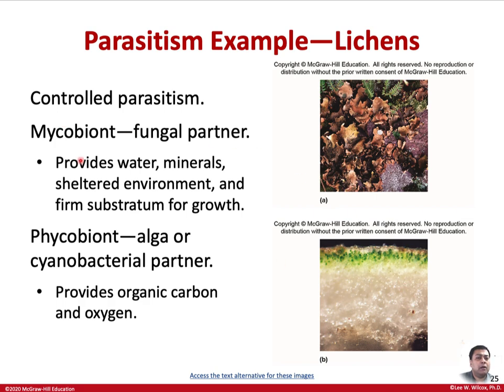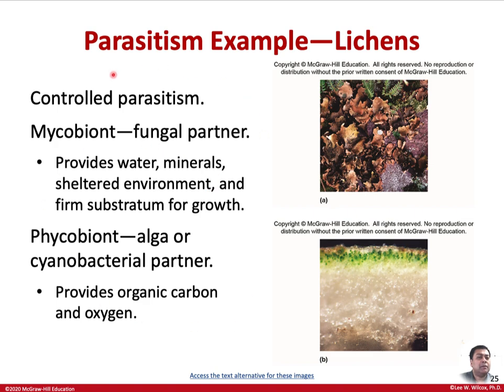So here, the mycobiont is the fungal partner, which provides water, minerals, a sheltered environment, and firm substratum for growth of the lichens. Whereas the phycobiont, the algae or the cyanobacterial partner, has the photosynthetic pigments, which provide the organic carbon and the oxygen. If you think about this relationship, it looks more like a mutualistic relationship compared to parasitism. And why is this a parasitism?